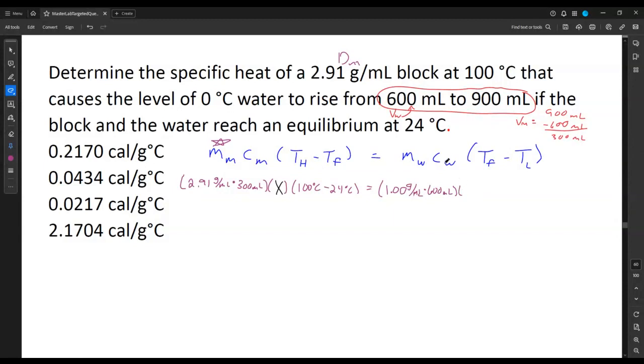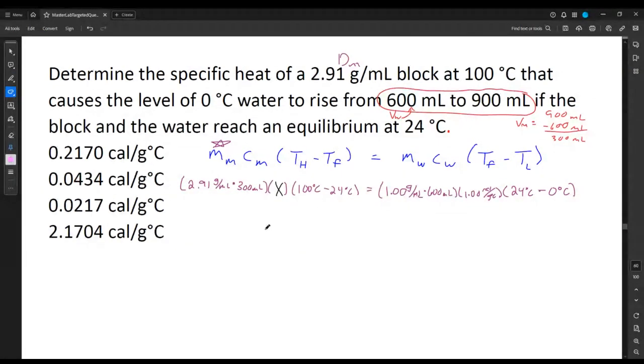Conveniently, again, like I said, water is the definition of a few different things. This is going to be 1.00 calories per gram degree Celsius. So this is also a 1 because water's fancy like that, or potentially boring, depending on how you decide to look at it. Then finally, our temperature change. The water came up to 24 degrees. The original low temperature was 0 degrees. And I know this looks scary, but this is going to clean up very quickly, and then we'll be able to get to an answer.